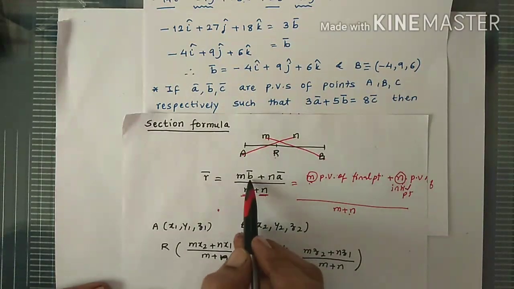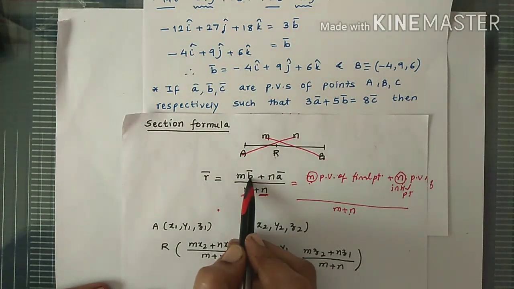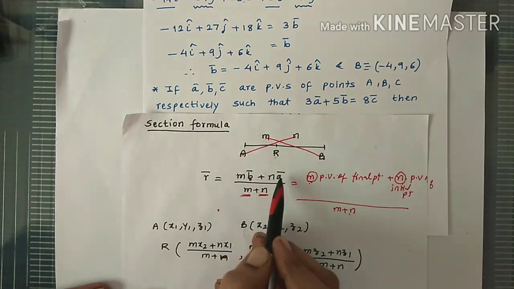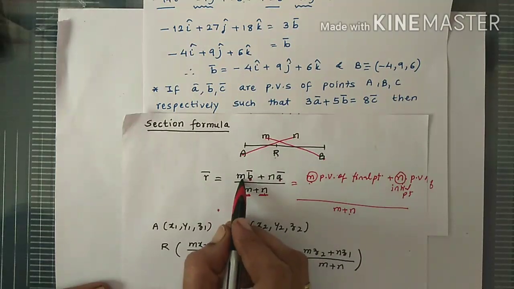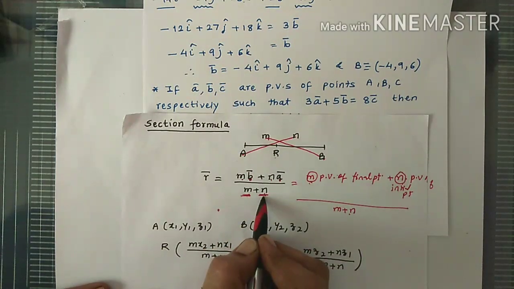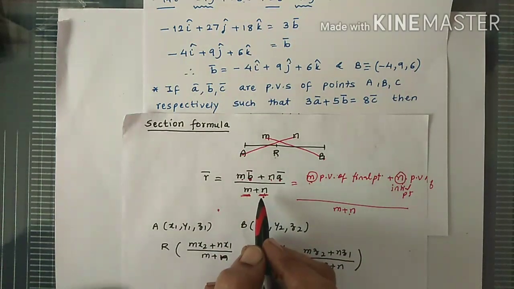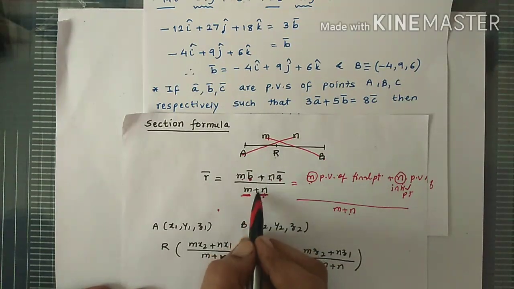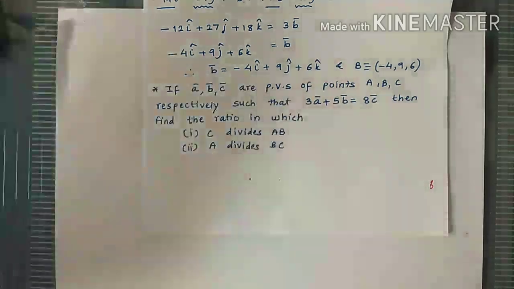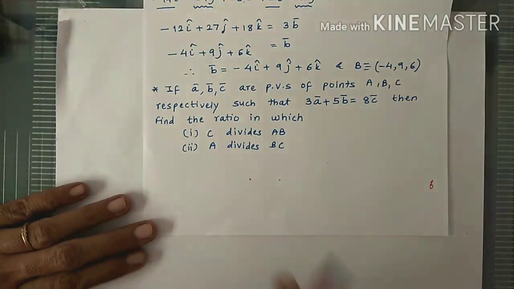So remember again, first of all we have to write the position vector of the final point, then the position vector of the initial point, and in the denominator we should have the sum of these two numbers if it is internal division, and if it is external division, in between we should have a minus sign. Okay, so let's study this.